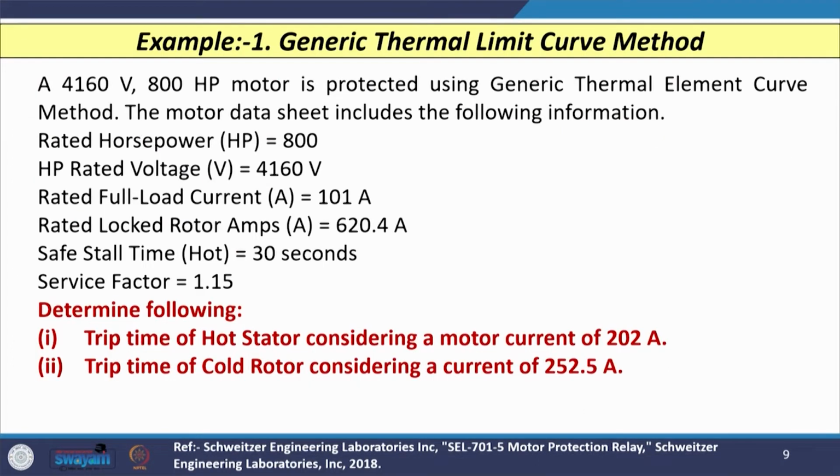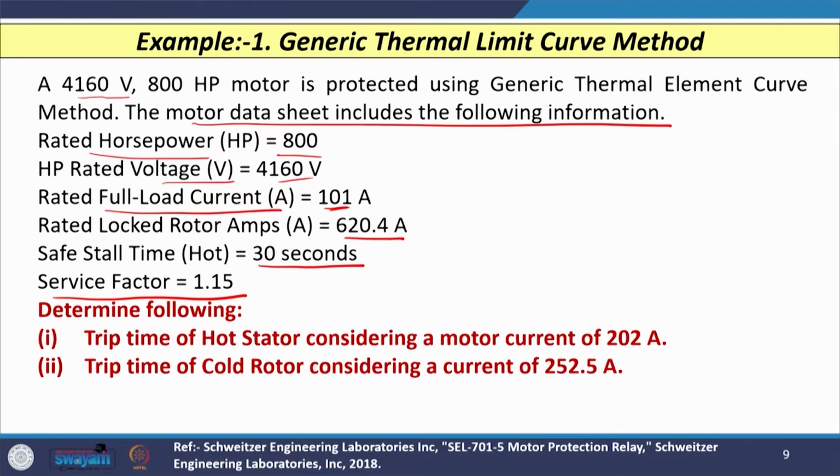So, let us consider one example for the generic thermal limit curve method. Let us say we have a 4160 volt, 800 HP induction motor which is protected by the generic thermal element curve method. The motor data sheet includes the following information. Rated HP is 800, rated voltage is 4160 volt, rated full load current of the motor is 101 ampere, rated locked rotor amps is 620.4 ampere, safe stall time when the motor is running in hot condition is 30 seconds, and the service factor is 1.15.